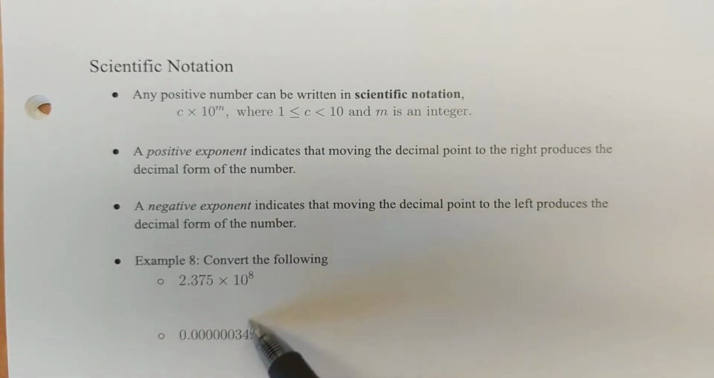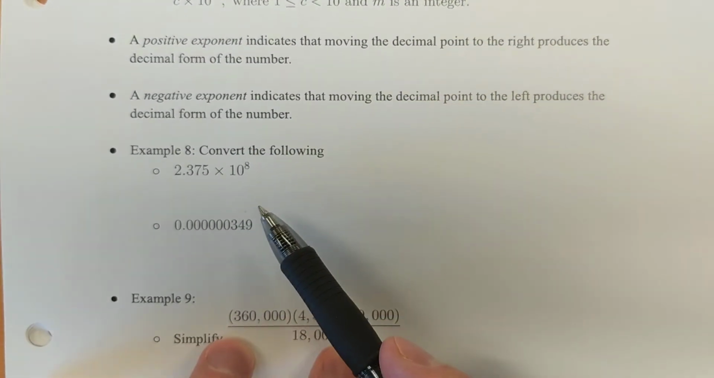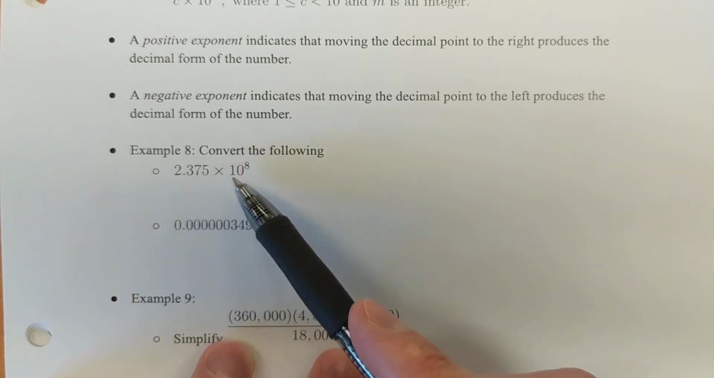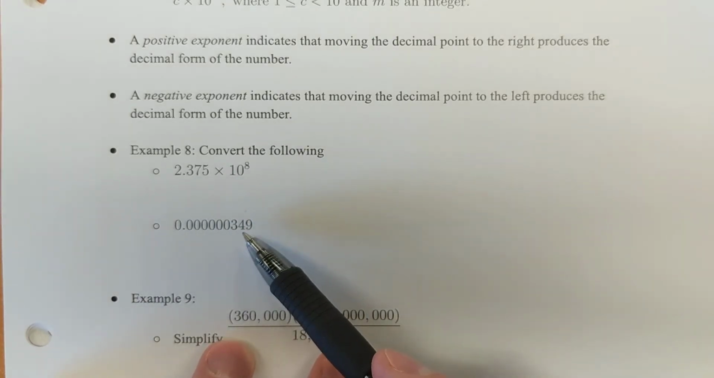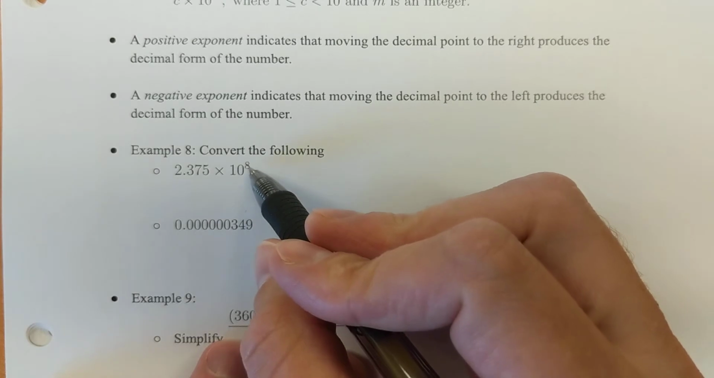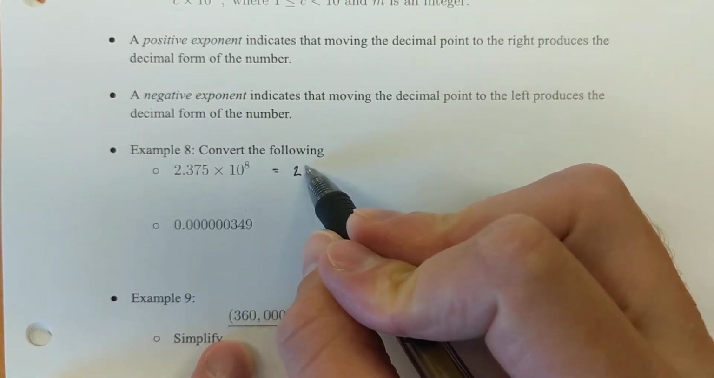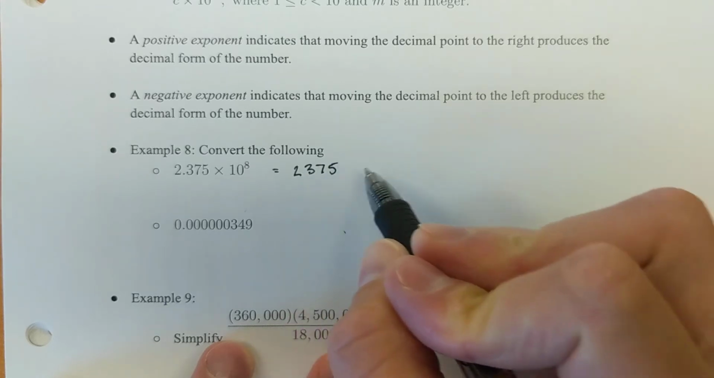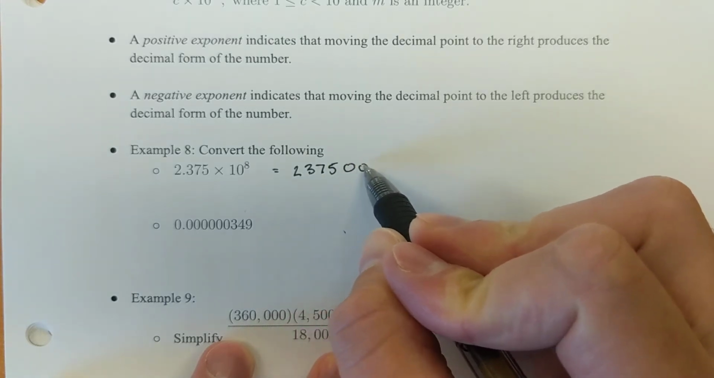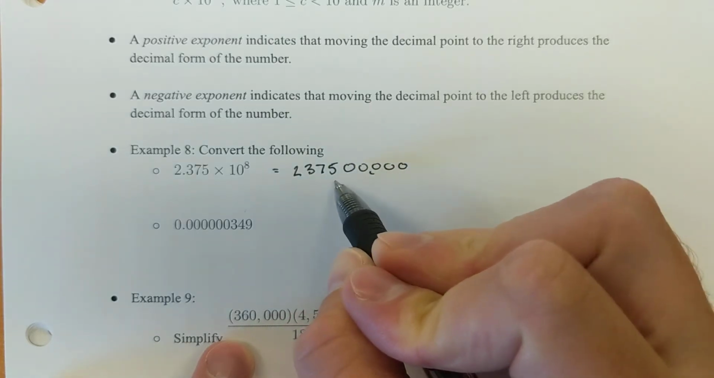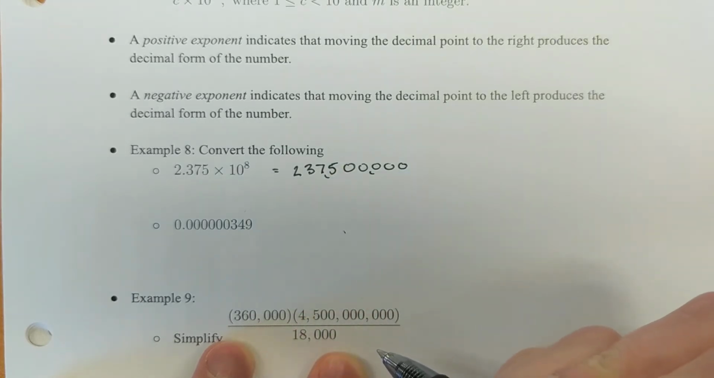So convert the following. So this first one is going to ask us to go back to the decimal form, and the second one's going to ask us to find the scientific notation. So 10 to the 8th means I need to move the decimal place 8 places to the right. So 2, 1, 2, 3, and now I need to fill in zeros. 4, 5, 6, 7, 8. So that is the actual value, 237,500,000.